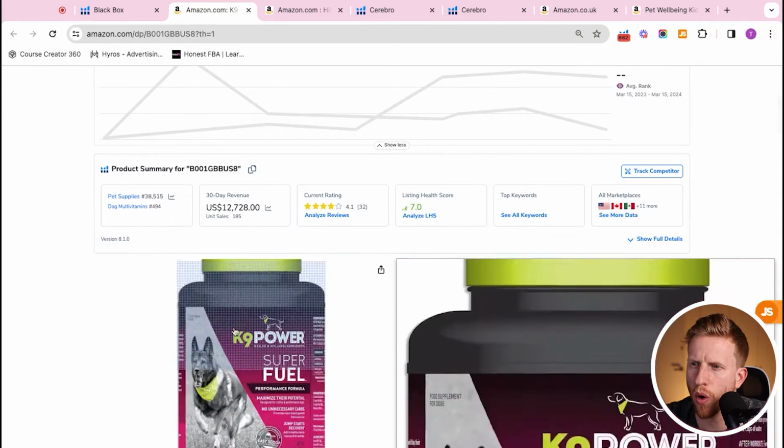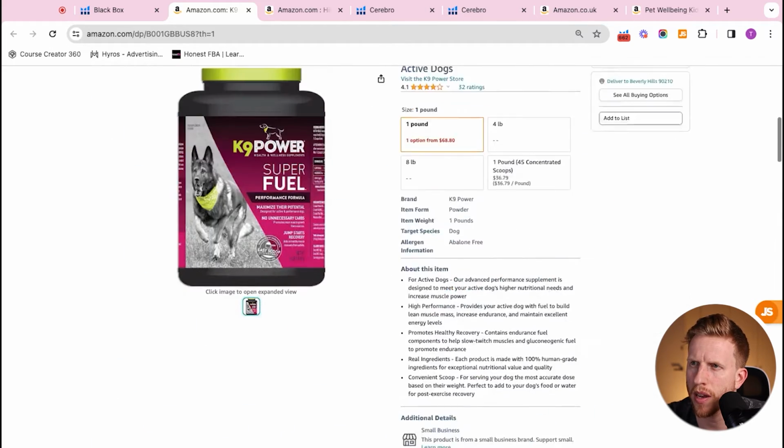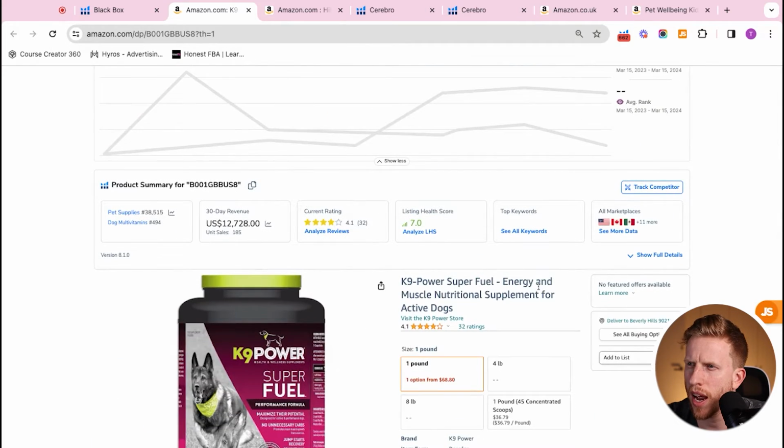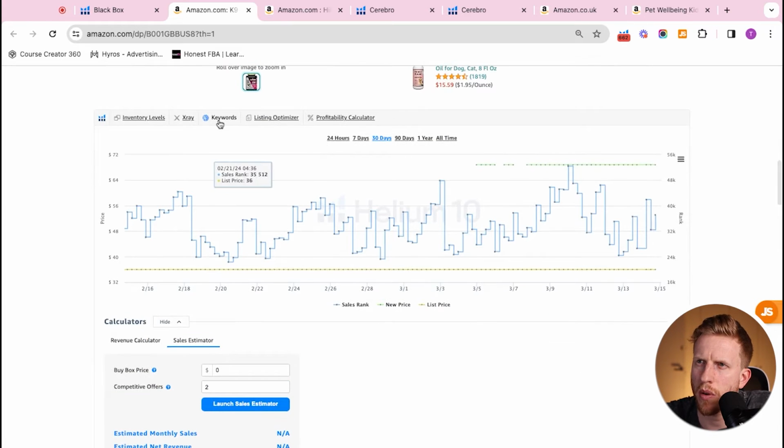Again, if it's only got one image, it's only doing 4,000 a month, only doing 4 a day. But let's have a look. Canine energy and muscle nutrition supplement for active dogs. Let's see what keywords it ranks for.